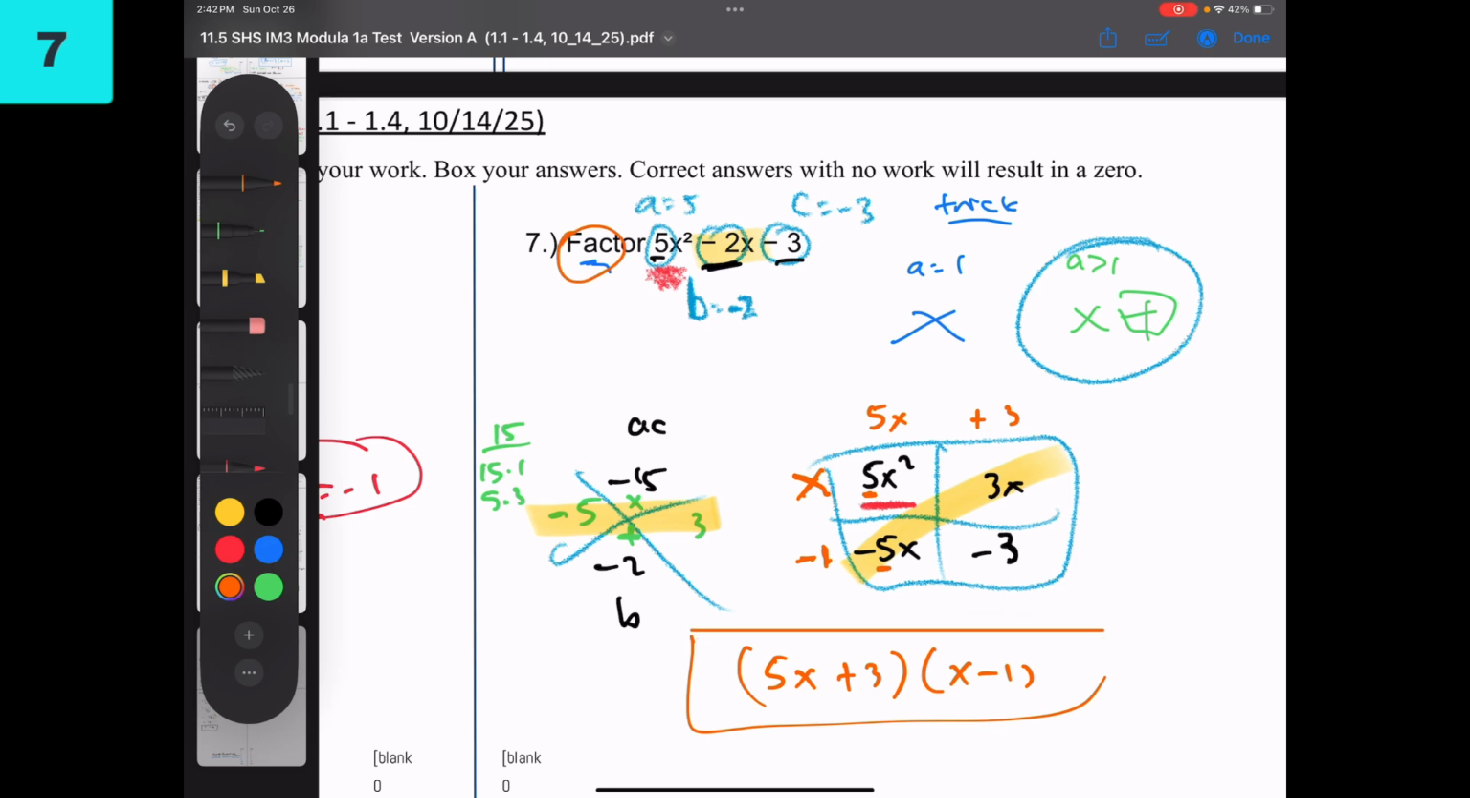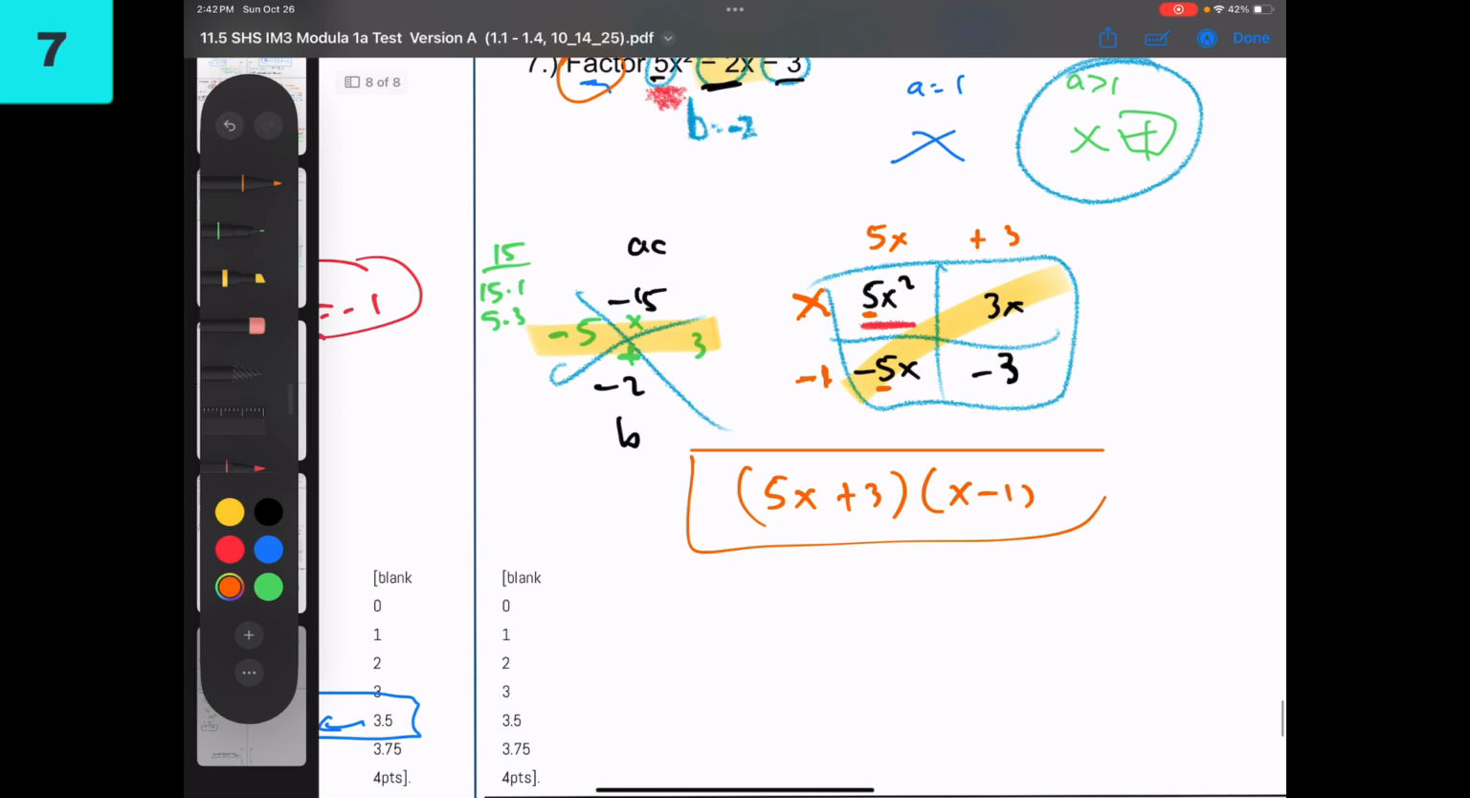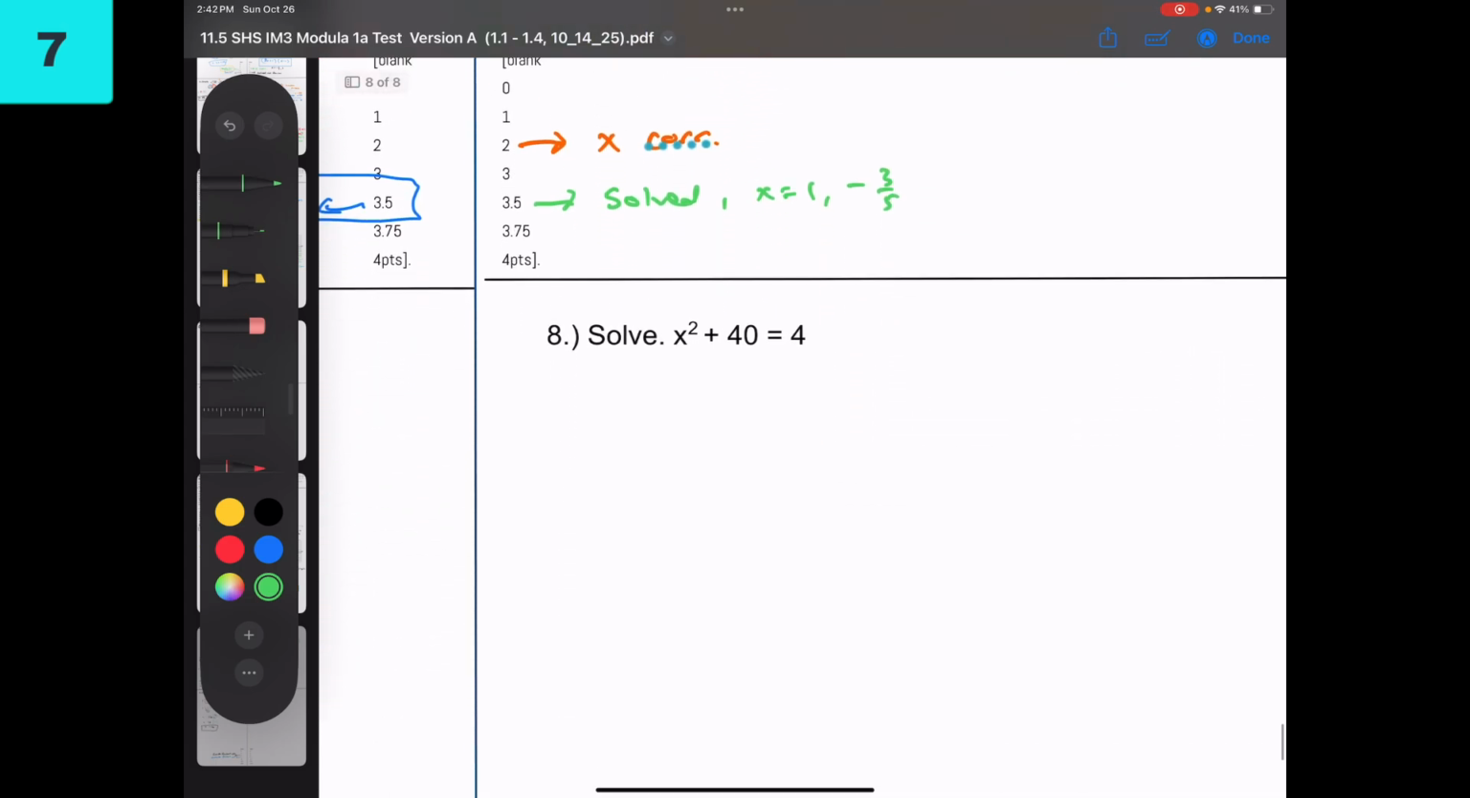Remember, you need to factor. So 2 points if your x was correct and everything else was wrong. Three and a half points if you tried to solve it, meaning you got x equals 1 and -3/5. And I kind of underlined factor. Okay, number 8.